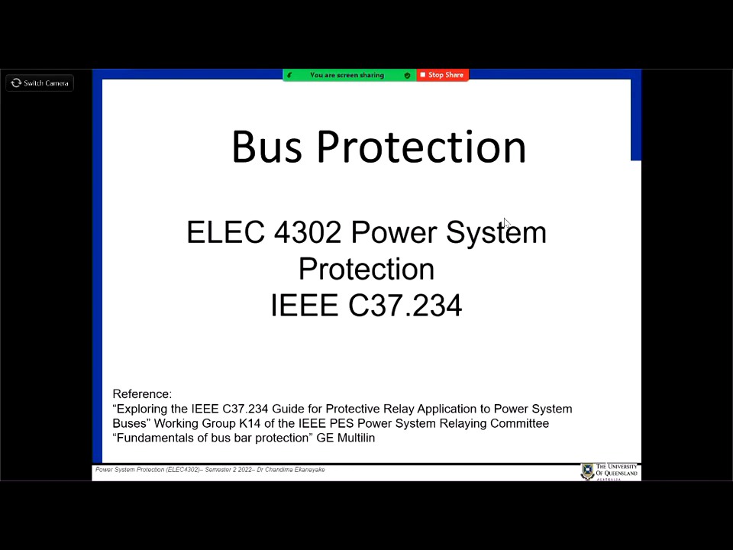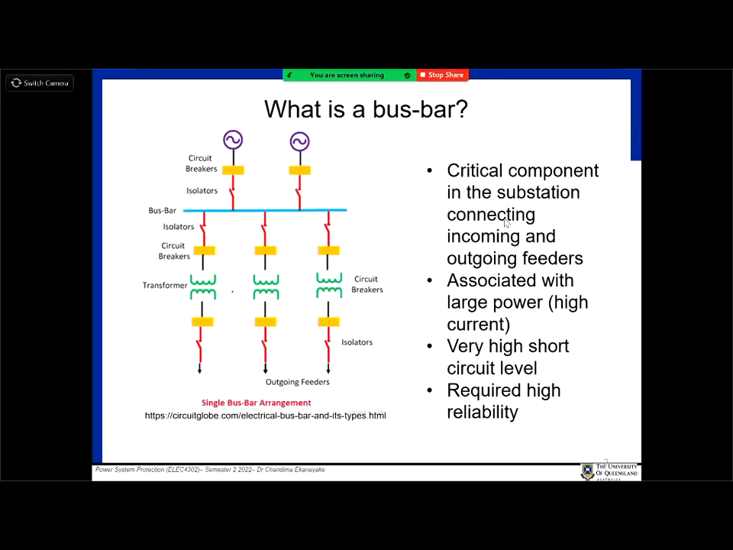But out of them, one of the most important things is bus protection. I will come to what a bus is. What is a bus bar? Usually all incoming and outgoing feeders are connected to one single bar, so a lot of power is associated with this bar. If you have multiple generators somewhere else, power is taken to this bus, the substation, connected to this bus.